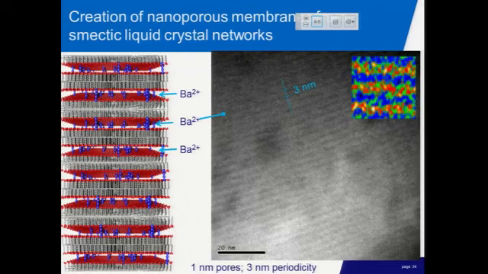transmission electron microscope. And what you can then see are nice lines of the layers filled with the barium, which are in the order of 1 nanometer. And the periodicity is around 3 nanometer, and the periodicity is determined by the length of the bridging units.